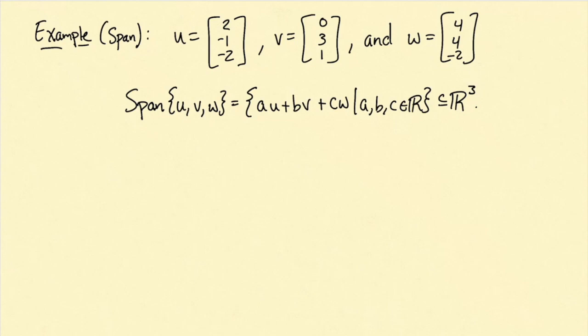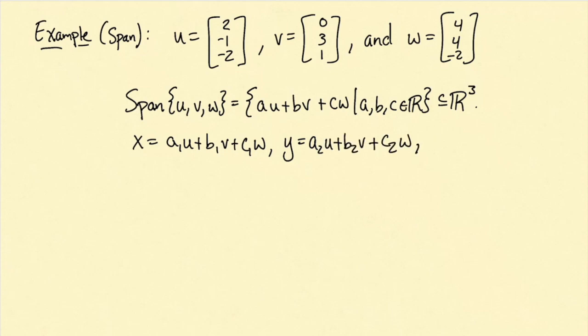Explicitly, to check that this is in fact a subspace of R3, we want to show that if we have a vector x, which is a linear combination of u, v, and w, a vector y, which is also a linear combination of u, v, and w, and a real number r, that we can add these two vectors together and get another vector, which is a linear combination of u, v, and w. And we can scale either of these vectors by r and get a linear combination of u, v, and w.